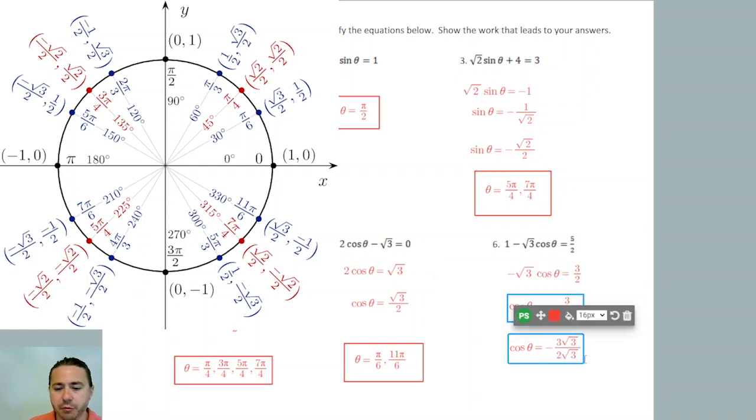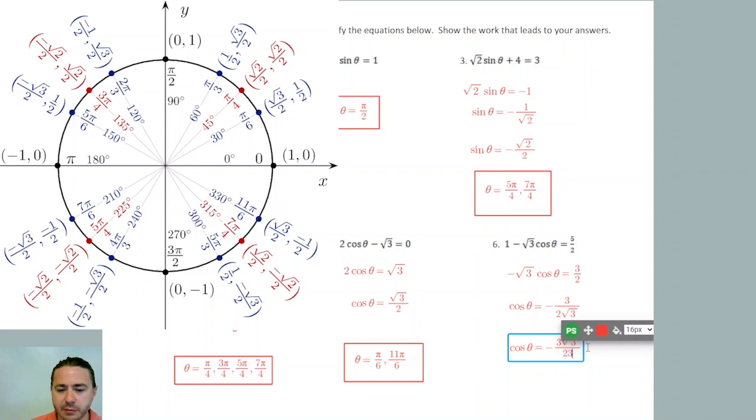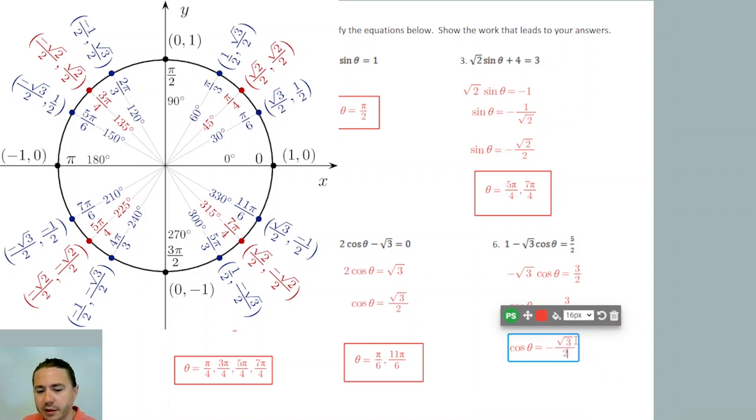And then down here, root 3 times root 3 would be 3. So 2 times 3 is 6. And so this could be reduced, right? 3 over 6 reduces to 1 over 2. And so we get a nice value here that we should recognize.